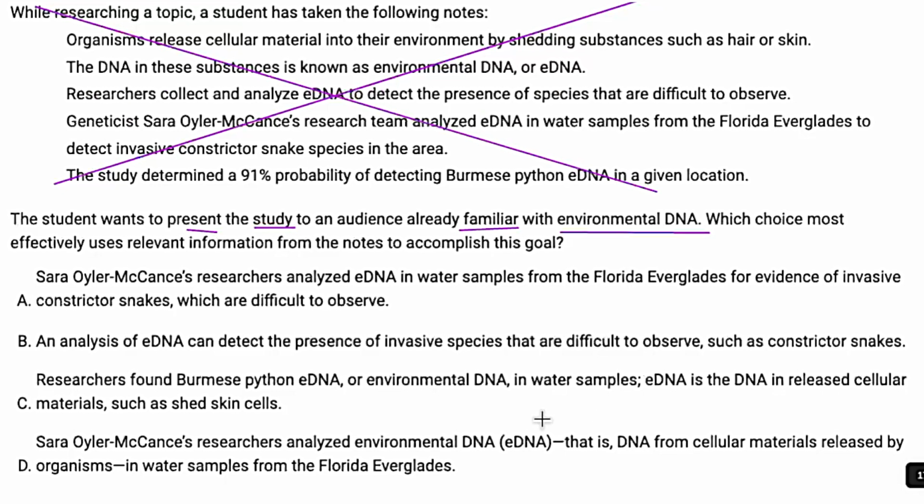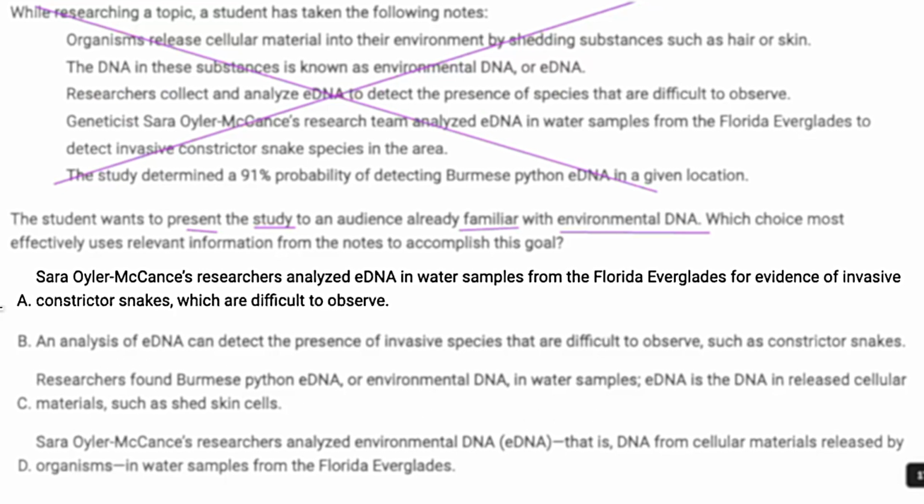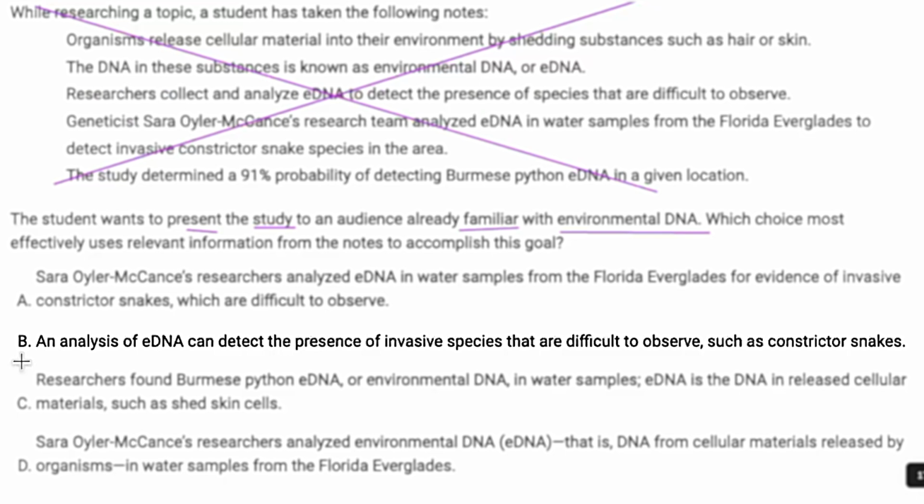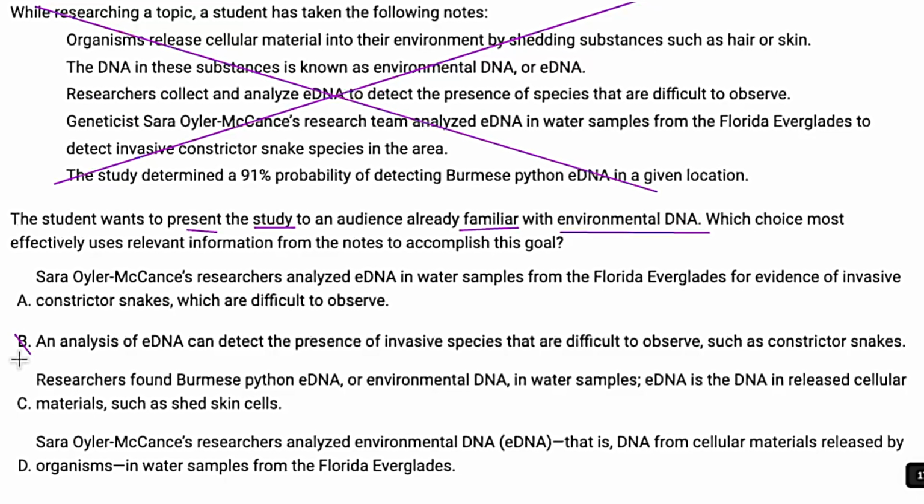I'm just going to go through and eliminate answers that don't do that for me. A says Sarah's researchers analyzed eDNA in water samples from Florida's Everglades for evidence of invasive constrictor snakes, which are difficult to observe. So it does seem to be talking about a study, and I don't know what eDNA is, so it seems like it would be for an audience familiar with it. B says an analysis can detect the presence. Okay, this is just saying what an analysis can do. It's trying to explain something to me, but if I'm already familiar with DNA, I'm assuming I wouldn't need this explanation. So B is out.